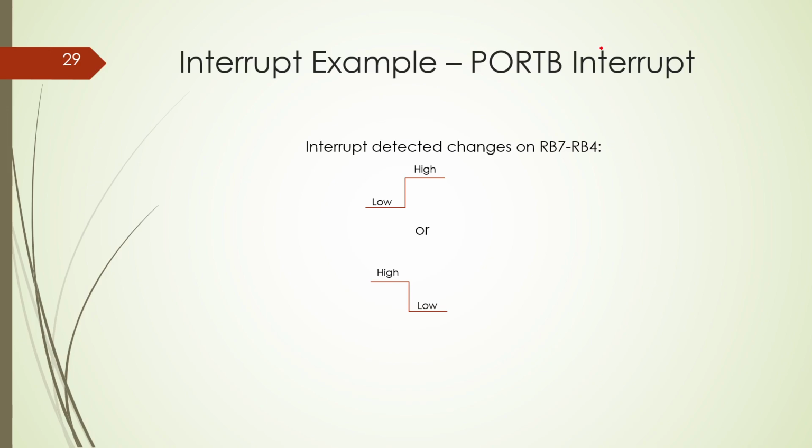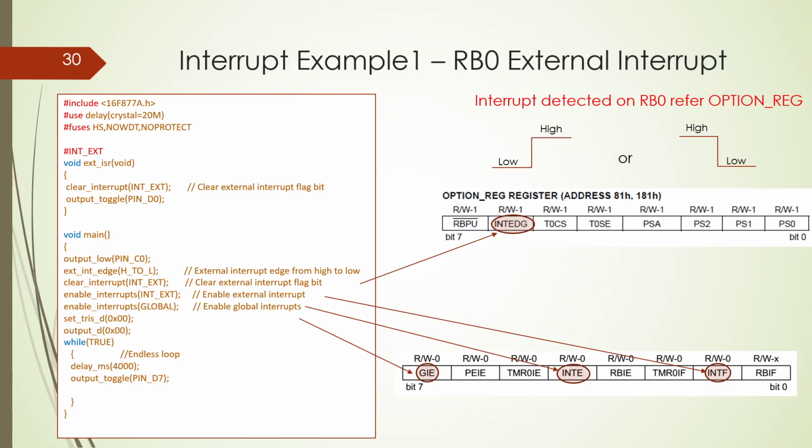Okay, interrupt example, port B interrupt detects changes on RB7 to RB4, for example, from low to high or high to low, and then what happens? So for RB0 interrupt, you need to set global interrupt enable, clear the interrupt flag. Right, and then what else? Interrupt edge, you need to set. So here, this is not an interrupt, this is just to set pin C0 low, and then external interrupt edge high to low. Okay, here is where you use the interrupt edge, here.